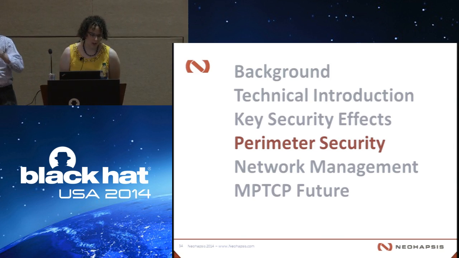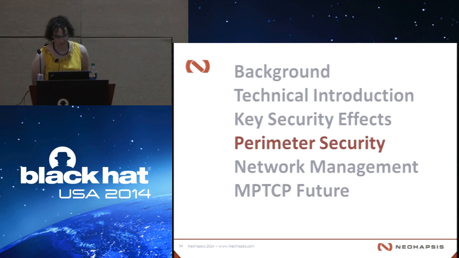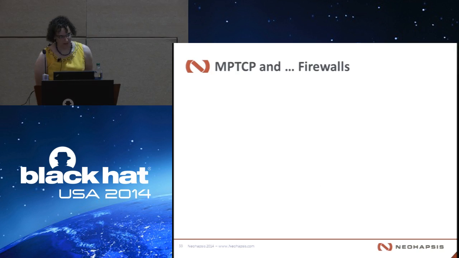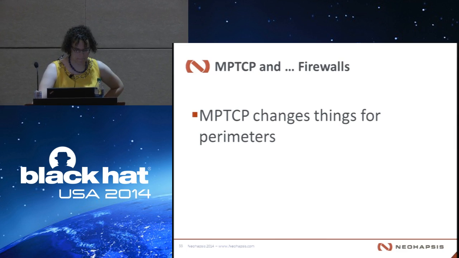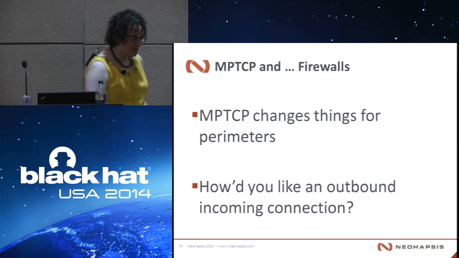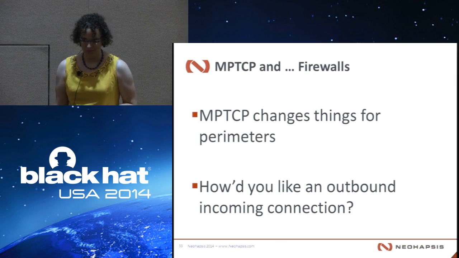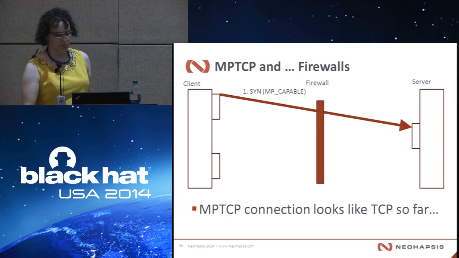Okay. So obviously this change in flow has some difference for perimeter security. But what does that mean? Well, it means your firewalls are going to start seeing some interesting things. How would you like an outbound incoming connection? Outbound but incoming. That makes sense in the MultiPath TCP world. What do I mean? Okay, so let's set that up.